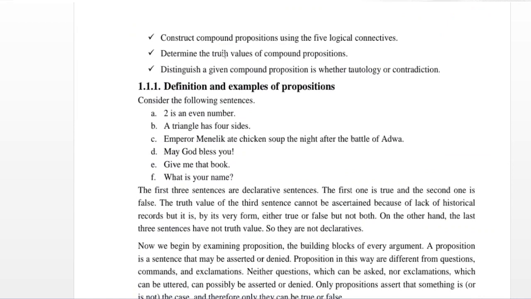And next, construct compound propositions using the 5 logical connectives. How can we construct compound propositions out of multiple propositions using the 5 logical connectives? We will see this one. Determine the truth values of compound propositions. How can we determine the truth values of what? Compound propositions. Okay. Distinguish a given compound proposition.